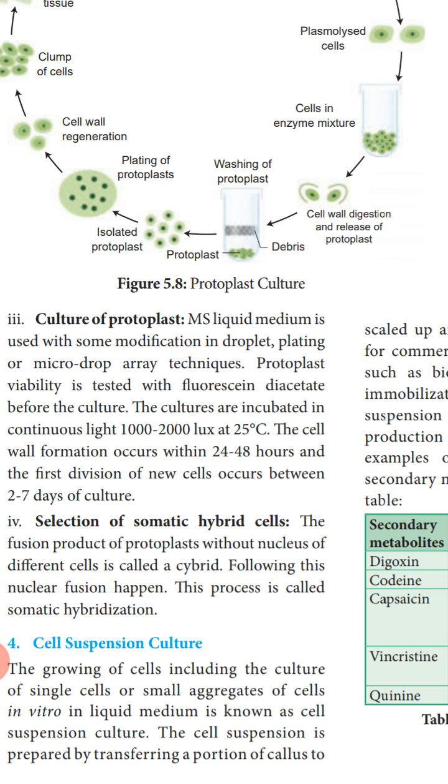Next is what? The selection of somatic hybrid cells. The fusion product of protoplasts of different cells is called a hybrid. Now here, as we have studied, the two isolated protoplasts may be from different sources. They can be fused together with the help of the PEG. So here what will happen? When two cells fuse without the fusion of the nucleus, that is called the fusion of the cytoplasm.